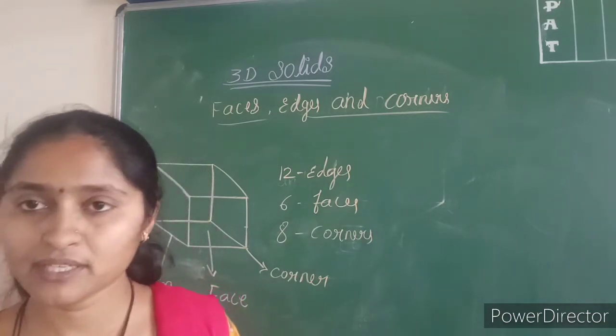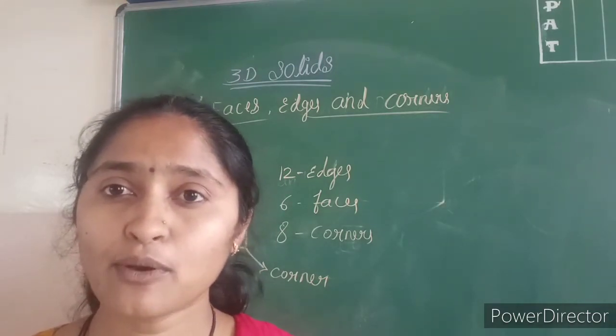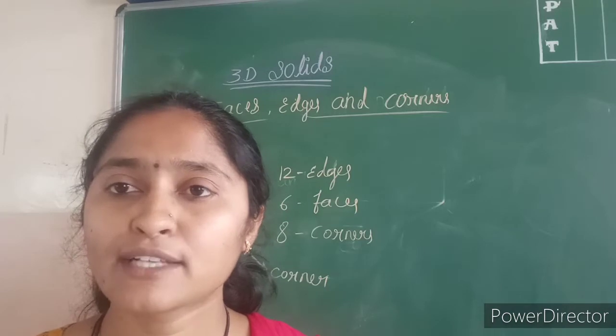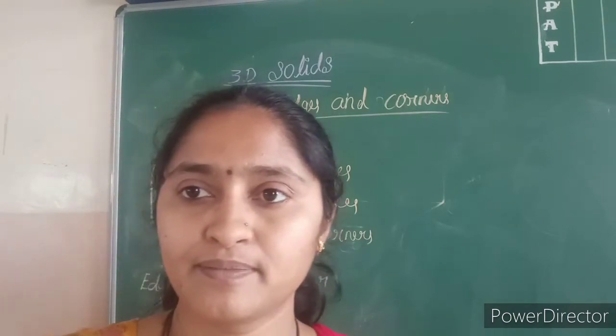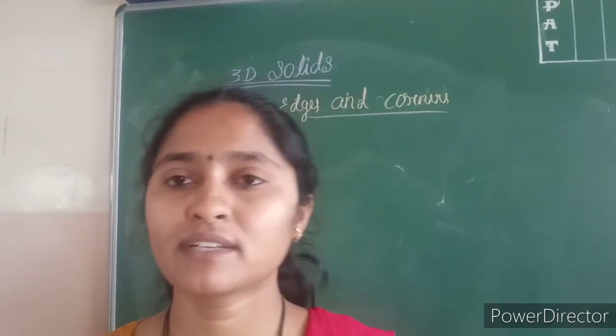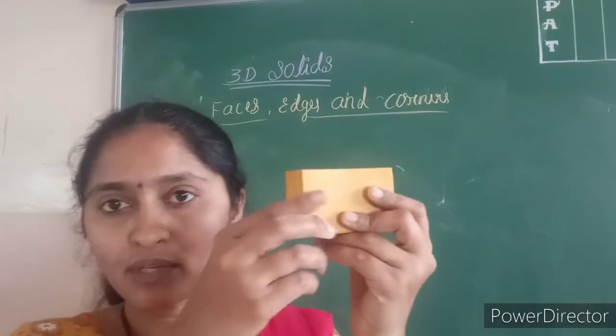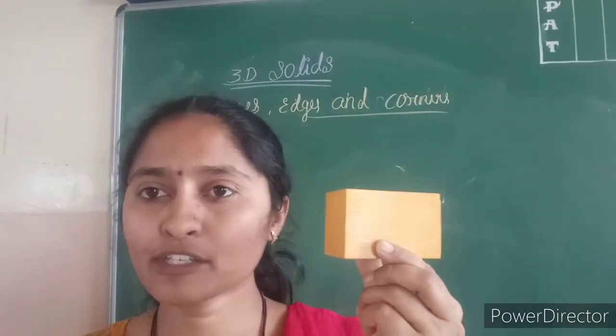So total how many corners does it have? It has 8 corners, 6 faces and 12 edges. So now here we have a cuboid. Okay. Cube and cuboid are the same.